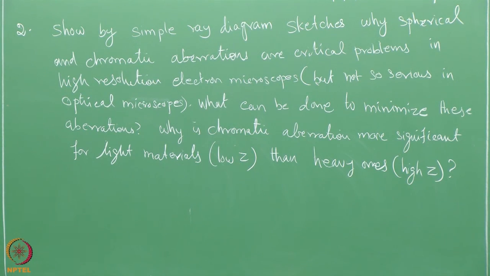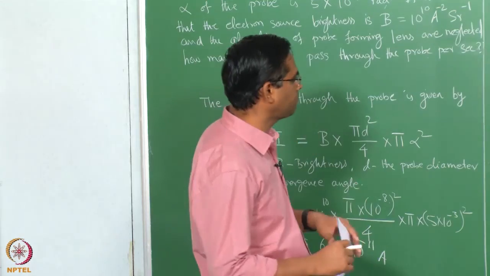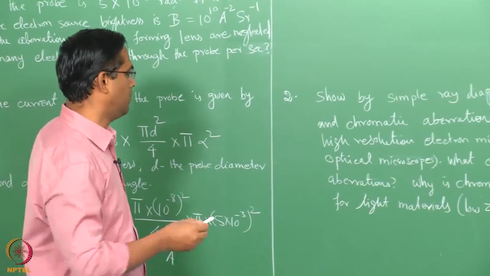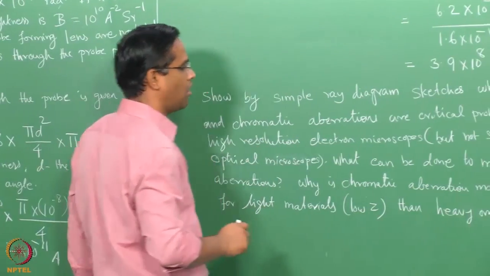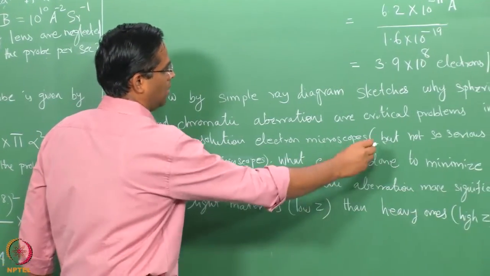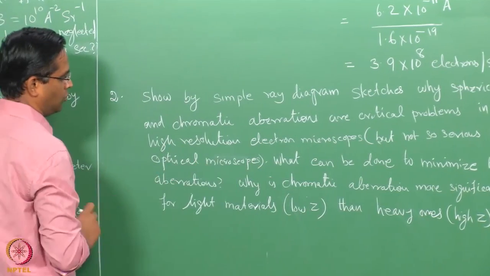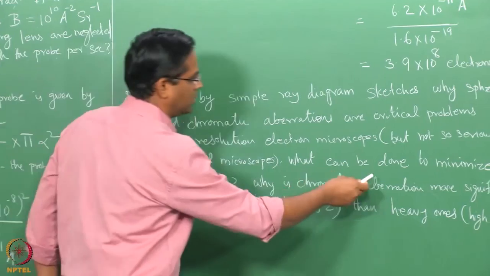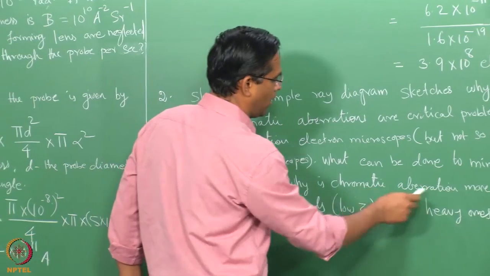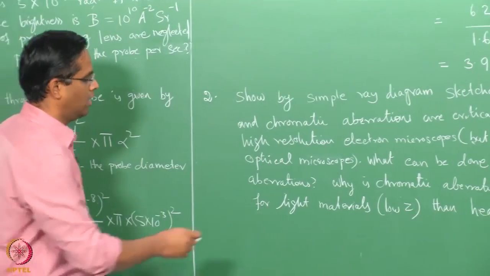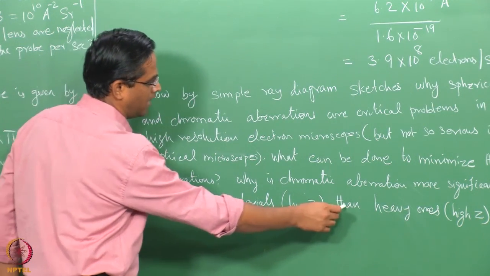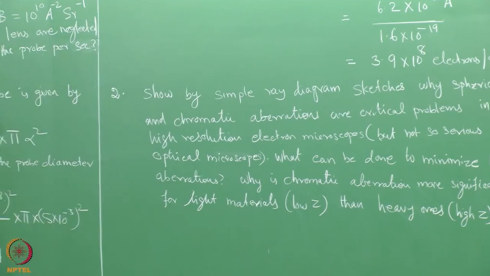is a very interesting problem. Show by simple ray diagram sketches why spherical and chromatic aberrations are critical problems in high resolution electron microscopes, but not so serious in optical microscopes. What can be done to minimize these aberrations? Why is chromatic aberration more significant for light materials, that is low Z, low atomic number, than the heavy ones, that means with high atomic number?